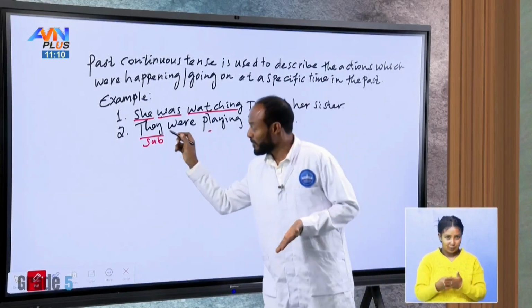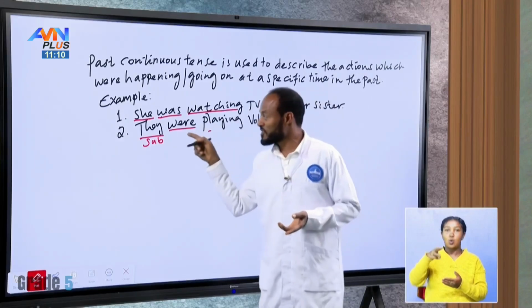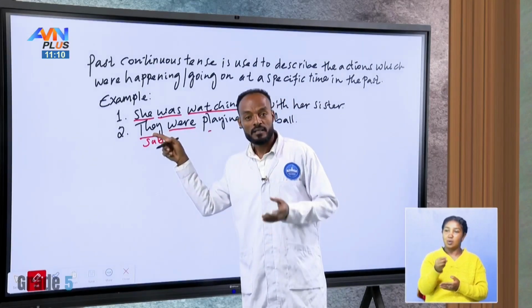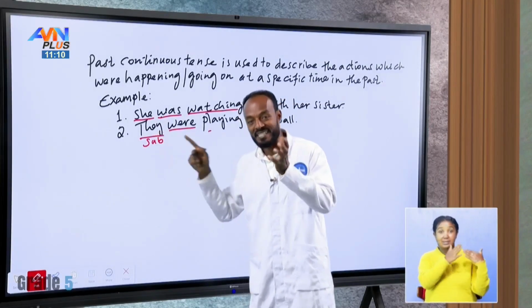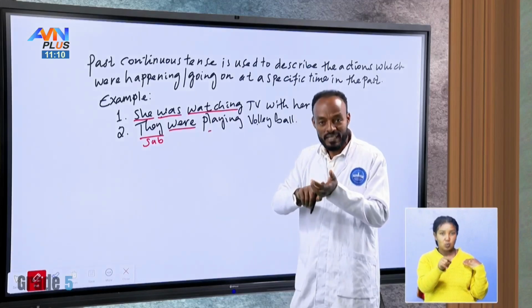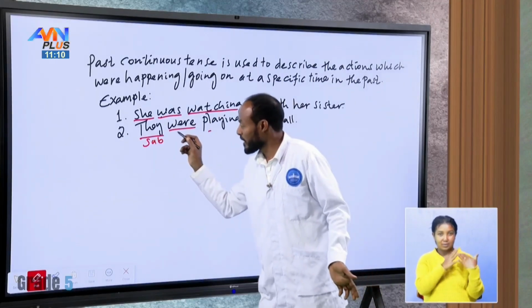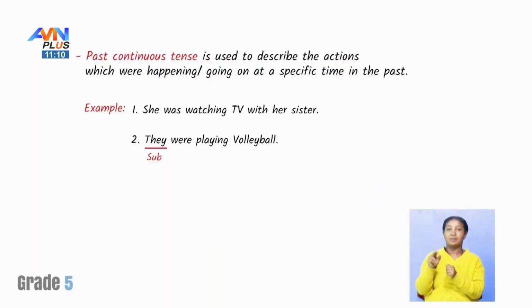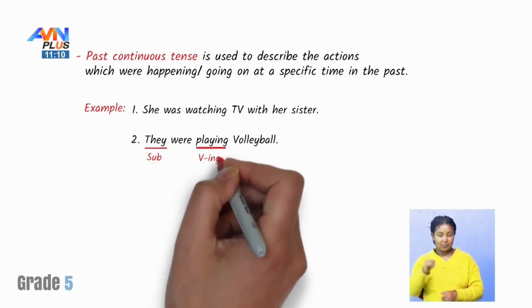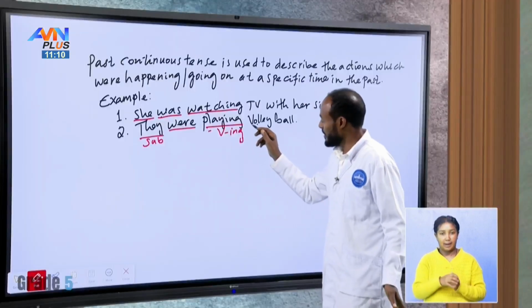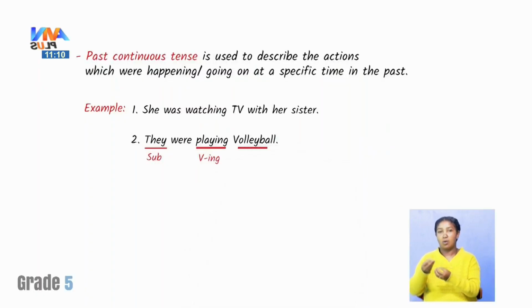So, what about were here? Were is used if the subject is you, we, they. Okay? So here is the subject. So this one is were. Then this one is verb ing. Verb ing. What about this here? The object.